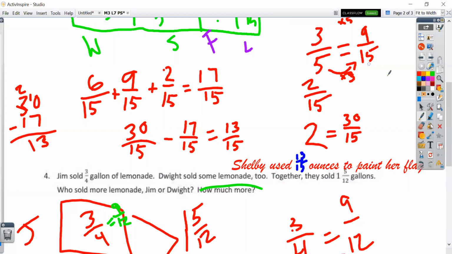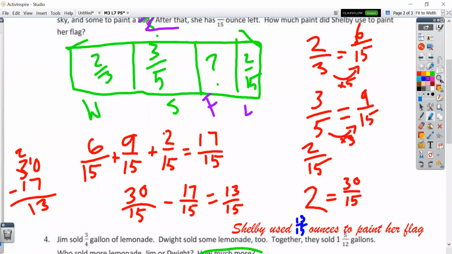All right, welcome back. You can see after I did my conversions of creating equivalent fractions, 2/3 was 6/15. That is wrong, so my answer is wrong. I just noticed that. I multiplied by the wrong number. That should be 10/15. So I'm going to fix my mistake right now. This is 10/15, and that's 9.